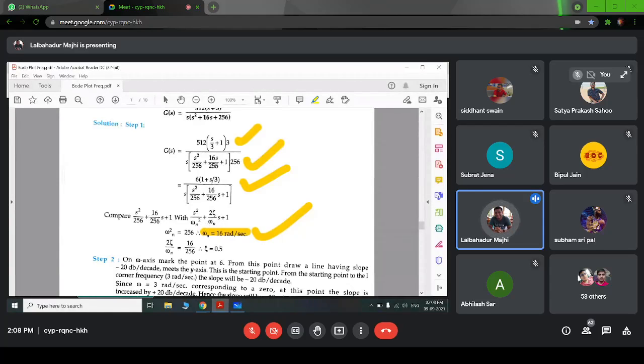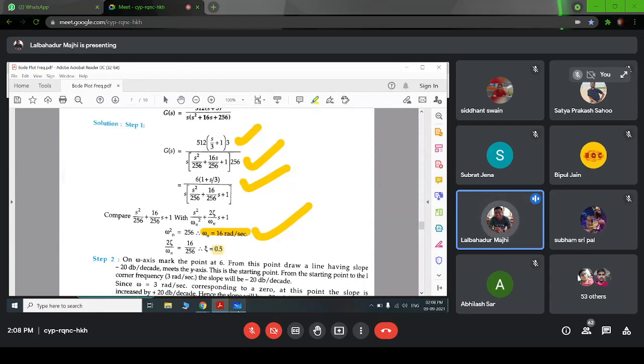We don't have to compare; you can directly find this value. Omega n will be root over 256, which is 16. And 2 zeta omega n is 16, so if omega n is 16, we get zeta equal to 0.5. So now this omega n is our corner frequency for this complex conjugate pole.